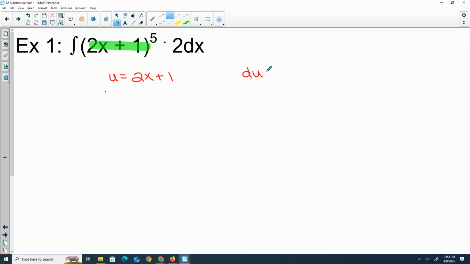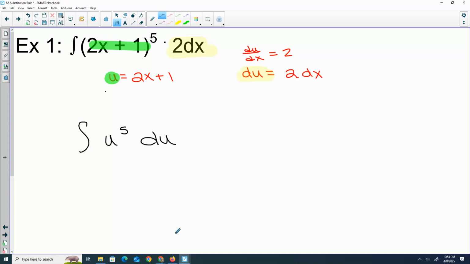Now du is the derivative of u. What is the derivative of 2x plus 1? 2, and I'm doing implicit, so I'm going to put a dx with it. Okay, another way of writing it, du dx is how we typically write that. And then you multiply over the dx. So when I look at this, the 2x plus 1 gets replaced with a u. So we have the antiderivative of u to the 5th. 2 dx is du.